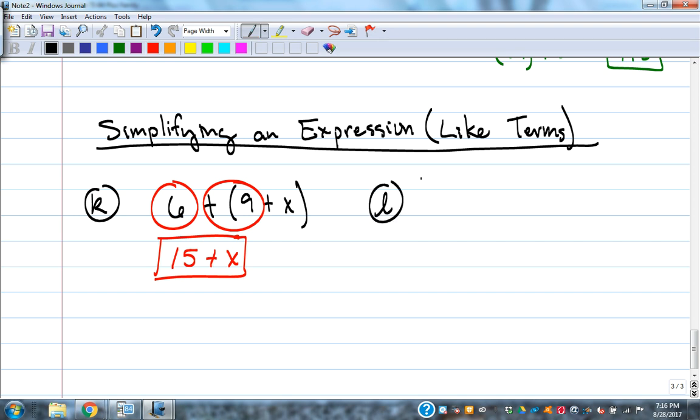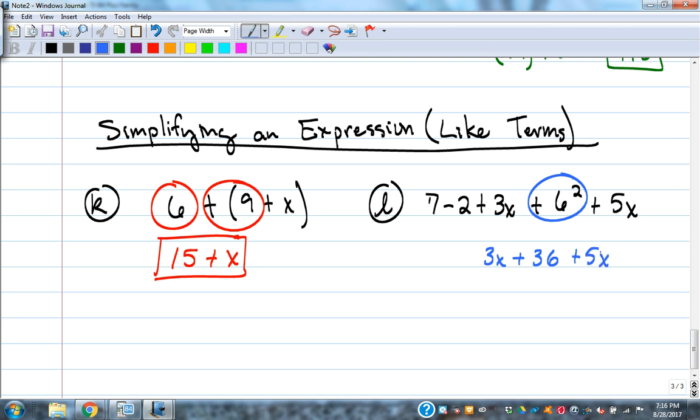JKL. What if we had 7 minus 2 plus 3x plus 6 squared plus 5x? So throw in some order of operations in there and some simplifying. Mixing it all together here. What should technically happen first? The exponents, that's 6 squared. It's 36. Yes, I know we could put some other stuff together. What's 7 minus 2? 5.